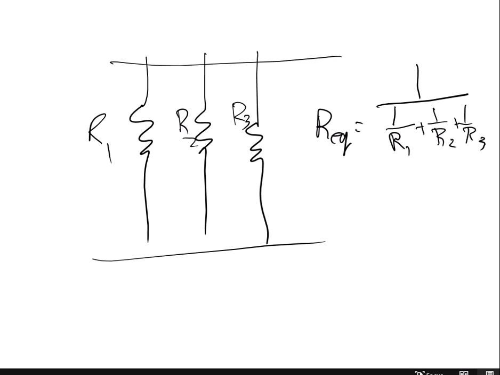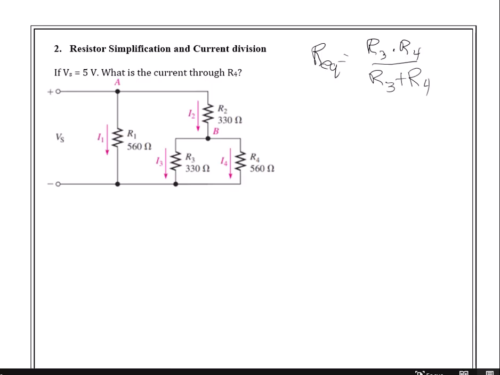Okay. So could you do it 2 by 2? You can do it 2 by 2, which is usually what I actually do. I do product over sum for two of them, and then I do product over sum again. Okay, that's cool. So R equivalent for R3 and R4.